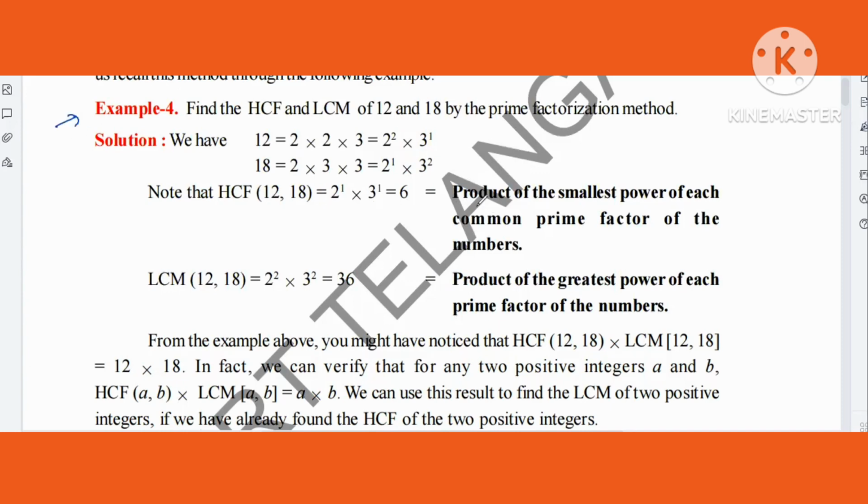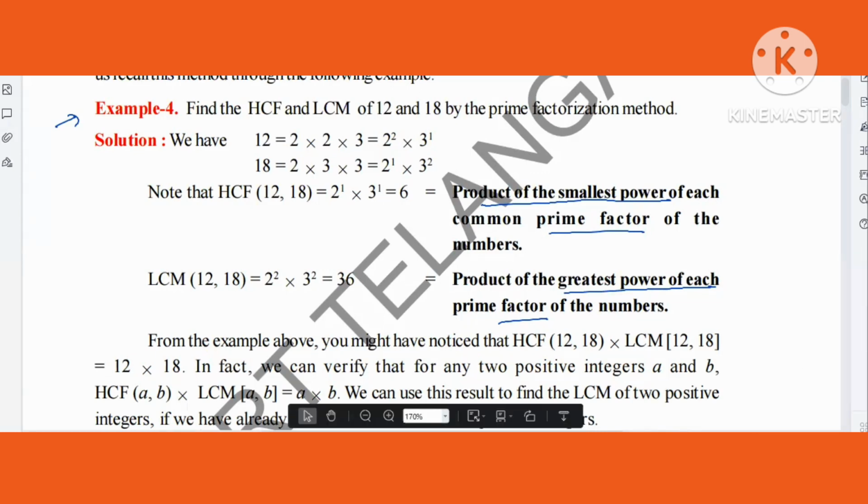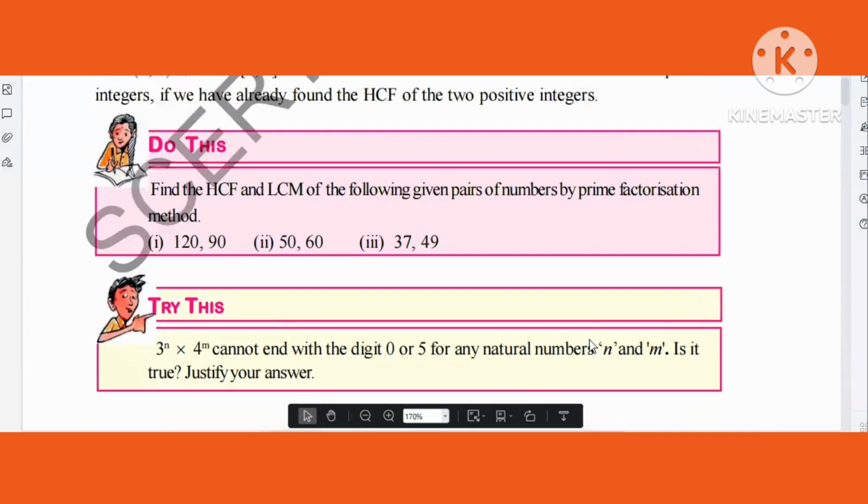explained very clearly: the product of the smallest power of each common prime factor, and the product of the greatest power of each prime factor of the numbers. Okay, so we go for the next one. So you have been given some questions here. Calculate HCF and LCM of the following given pairs of numbers by the prime factorization method.